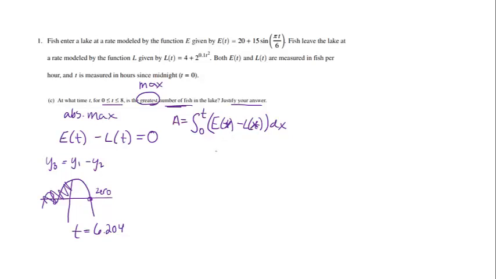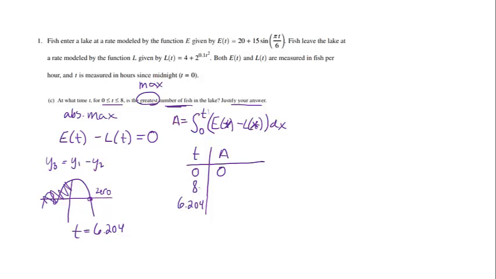Okay, so what I'm going to do is set it up as a chart this time. So I'm going to have t and A. At t equals 0 is an endpoint, t equals 8 is an endpoint, and 6.204 is my critical value. So what I'm going to do from here is plug 0 in for my t. So obviously the integral from 0 to 0 is just going to be 0. So the fish obviously aren't changing. The number of fish is not changing.